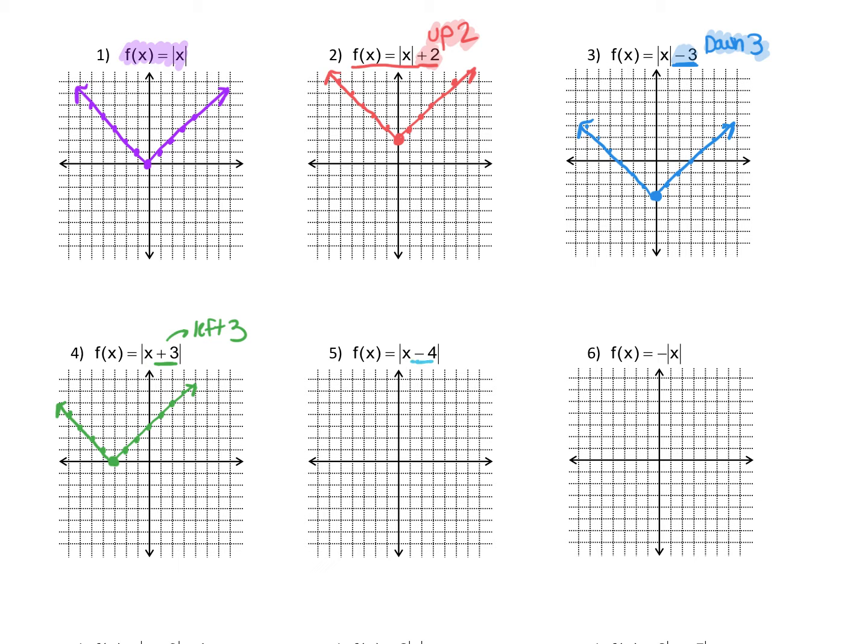This graph, this minus 4, is telling me that I'm going to go right 4. So I'm going to go right 4, and then up 1 over 1 on each side. Again, we're making that V shape.